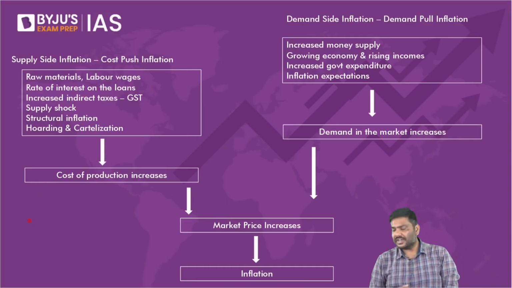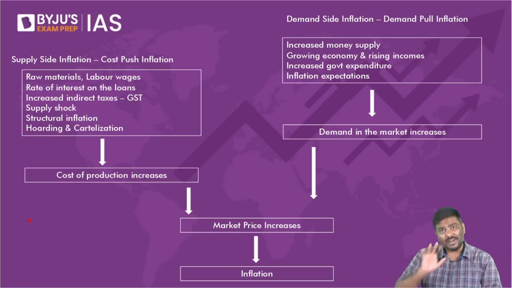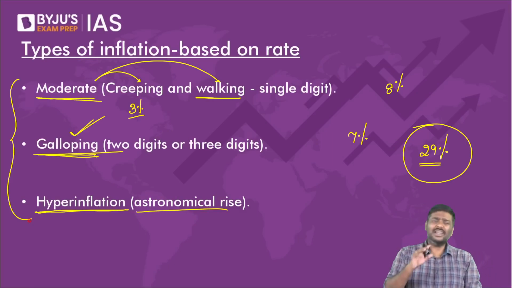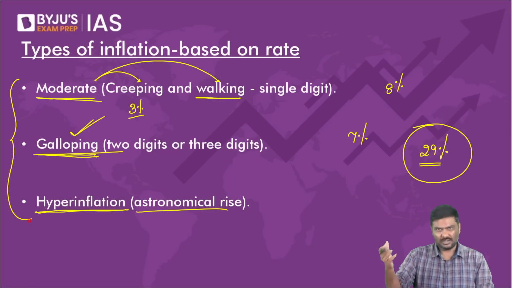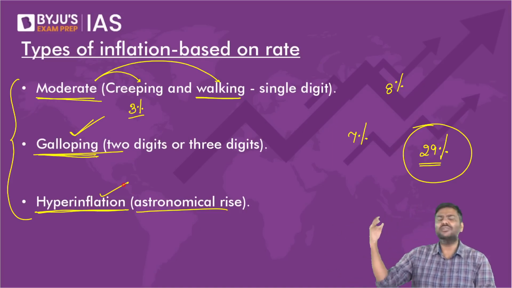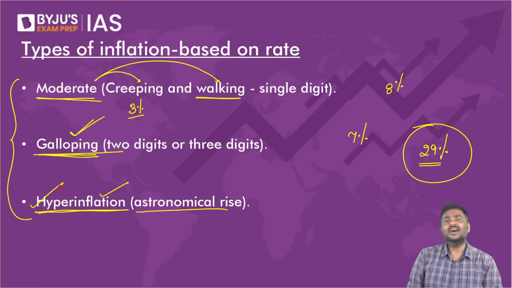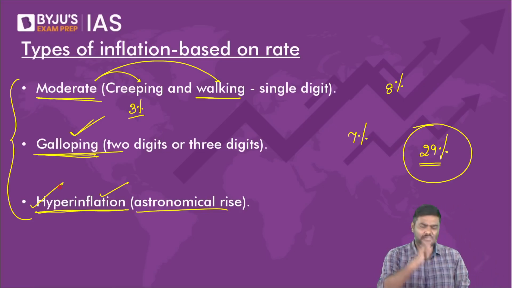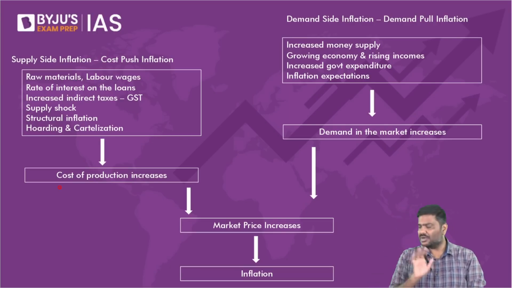This is the second classification. And as far as I'm concerned, this is much more important compared to the previous one, because the previous one is just factual. Around 2 to 3% creeping. More than 3% and below 10% walking. Double digits or triple digits galloping. And a very, very high, astronomical number, 80,000%, 1.3 lakh percent, 2.7 lakh percent, that is hyperinflation. Just factual information. But this is more conceptual. Follow this very carefully. This is very important.